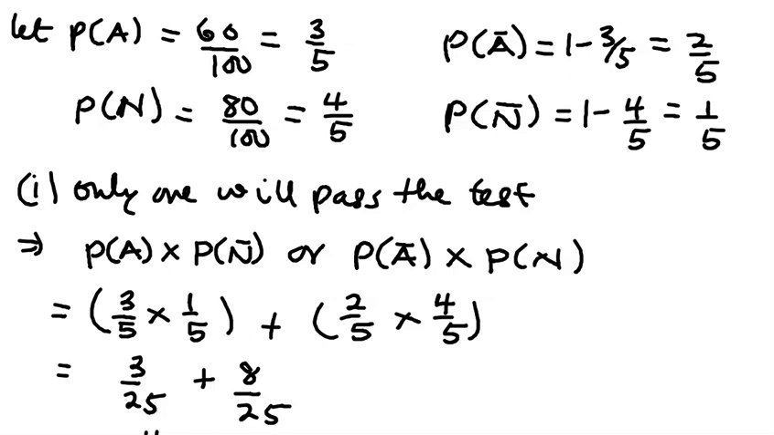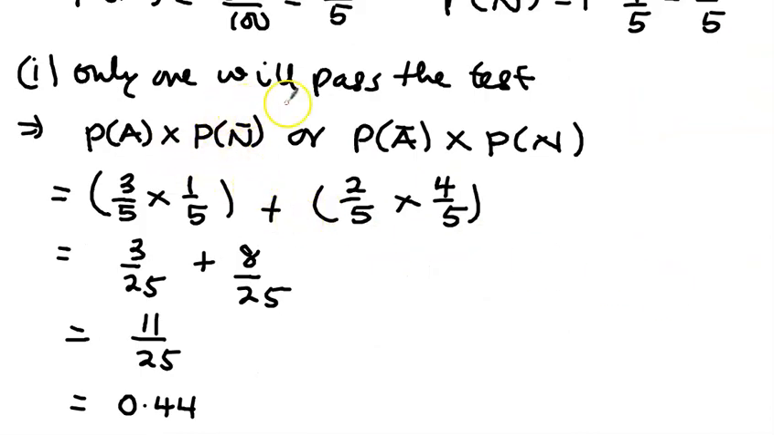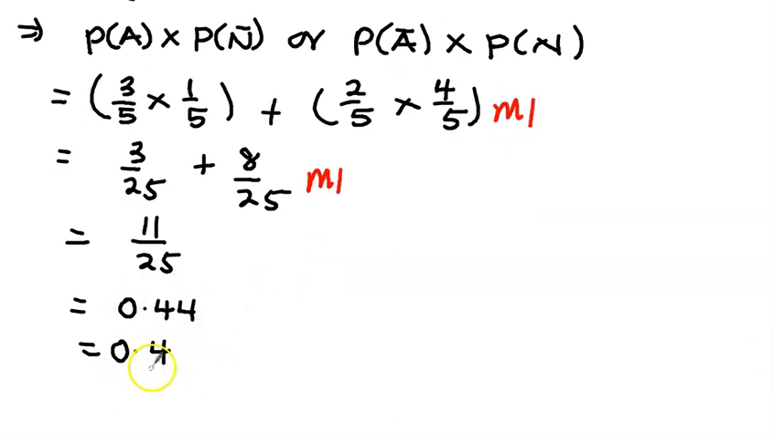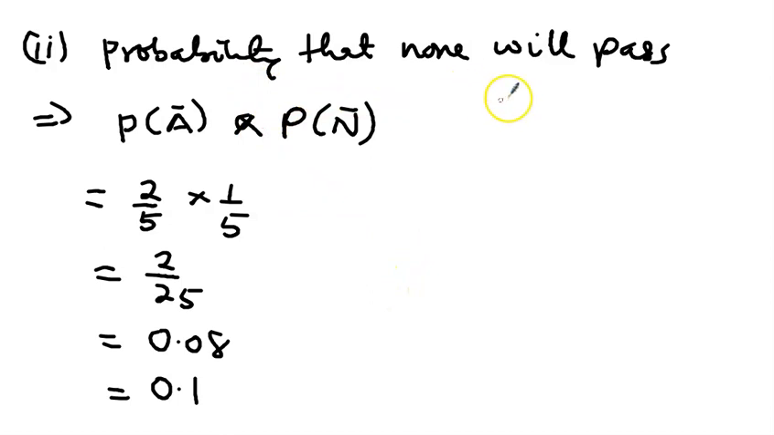So let's move to the B part. The probability that Afi will not pass the test, that is B1. Na will not pass the test, we also have B1. So in finding that one of them will pass the test, that's M1. Then for simplification, you have another M1. So the final answer, which is 0.4, is A1. So the last one, none will pass. So in finding the probabilities, that is M1. And then the 0.1 is A1.